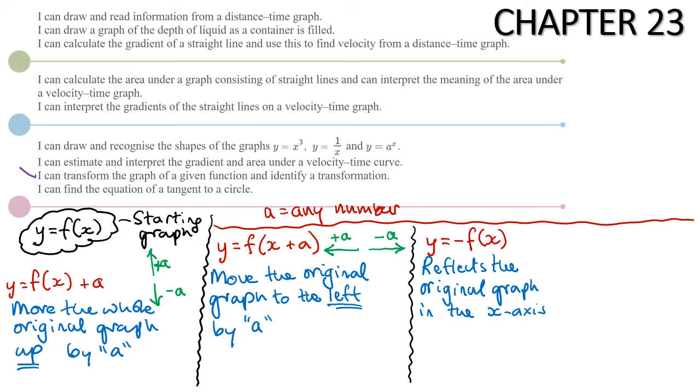So basically what happens is the graph gets reflected around the x-axis that way. There would be my x-axis like that, and you just reflect the graph in that mirror line.